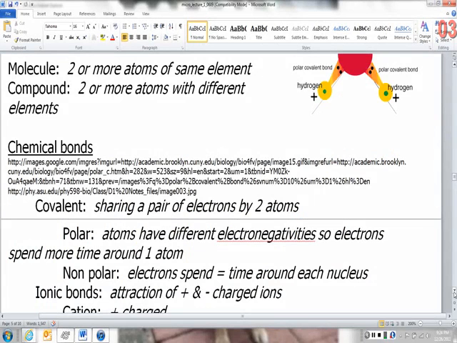When the atoms share electrons, they can share them equally, or one can dominate most of the time with the electron in its field. In a polar covalent bond, the atoms have different electronegativities, or pull on the electrons, so the electrons will spend more time around one of the atoms. This can create partial charges on different sides of the atoms. In a nonpolar covalent bond, the electronegativities are similar, and the electrons will spend equal time around both atoms.